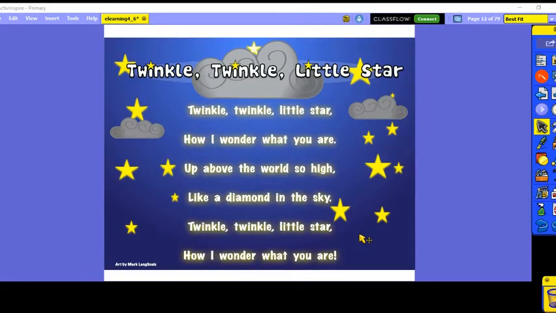Okay, guys, we're going to start our reading lesson off with a little nursery rhyme. Twinkle, twinkle, little star, how I wonder what you are. Up above the world so high, like a diamond in the sky. Twinkle, twinkle, little star, how I wonder what you are.